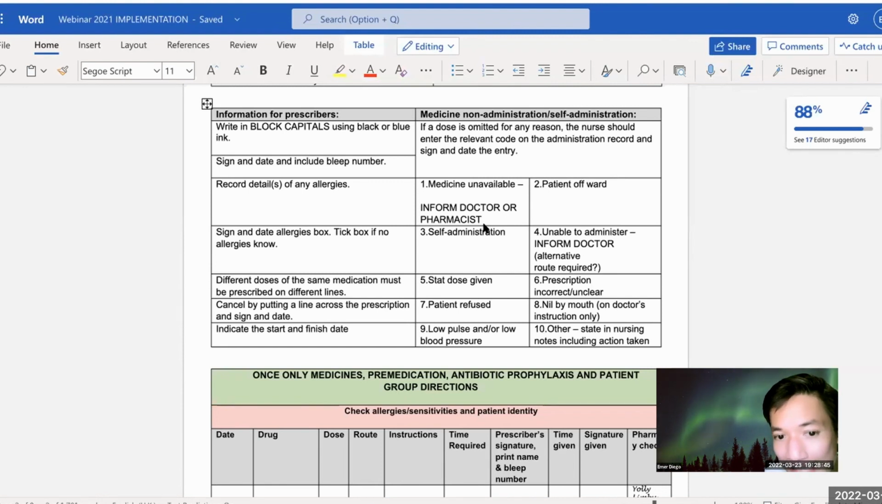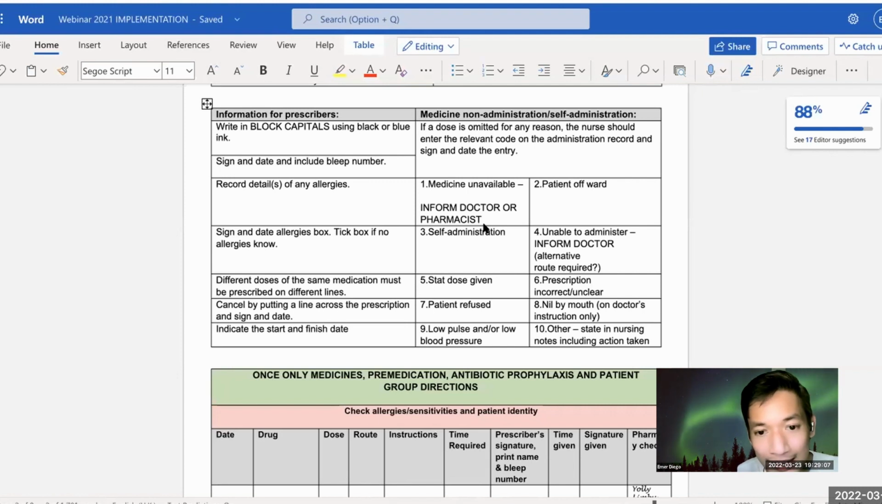Number five, stat dose given. So going back to our previous example, make sure to check the stat part of your medication. Probably something has already been given to the patient, so you have to omit the medication accordingly. Number six, if the prescription is incorrect or unclear. Again, any missing part of the medication we treat as an incorrect prescription.